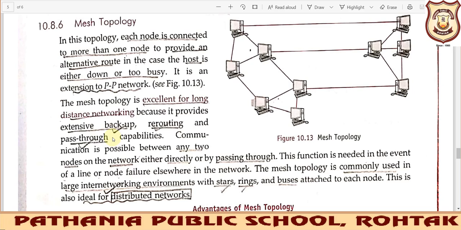Mesh topology is commonly used in large internetworking environments and in combination with star, ring and bus topology. Basically it is ideal for distributed networks. Distributed networks are where the data is distributed to several locations, like Jio's centers distributed to various geographical locations, with a center in Haryana, a center in Delhi and in other states also. So the database is distributed to different geographical locations, so it will take the distributed network into account. It is ideal for that also.